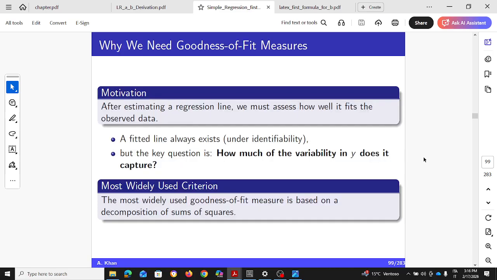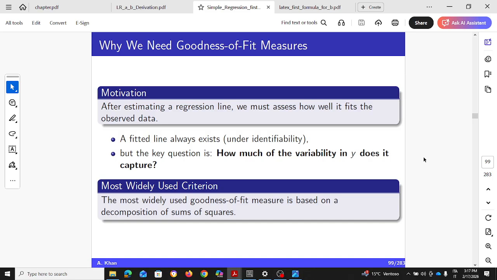Now the thing here is why we need a good fit for this regression line. Once we estimate our regression line, we must see how good this line has fit our data. Are we satisfied? Are we not satisfied? Is this line a good one? Is it not a good one? How much variability did it capture in this line? Because multiple lines can pass through here. We have our data, and we don't know which one is the best one. This one, this one, this one, or this one.